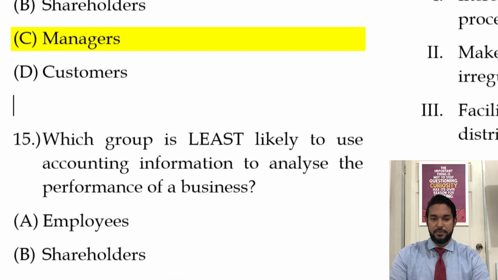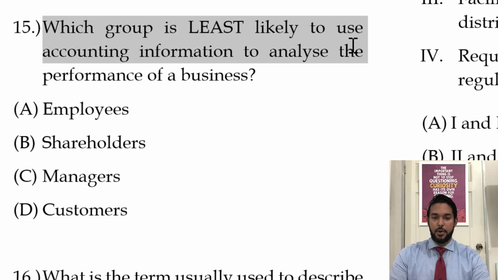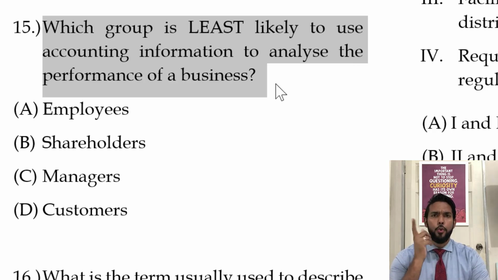Okay, let's take a look at number 15. All right, so which group is least likely to use accounting information to analyze the performance of a business? Okay, so who would use the accounting information to analyze performance? We just said shareholders for sure, board of directors to supervise management, shareholders because they're potential and actual investors, creditors, anybody who's lent the company money, well, creditors for things other than stock. So they didn't ask about internal or external, but they just asked which group is least likely to use the information to analyze the performance.